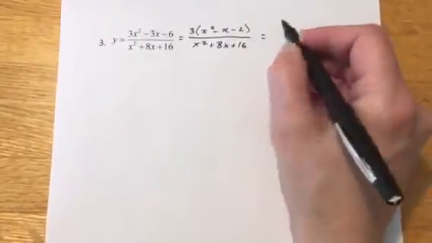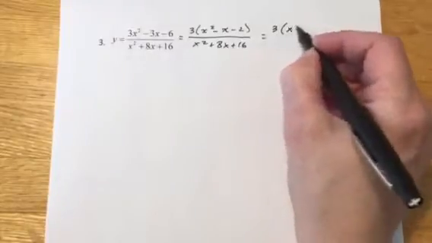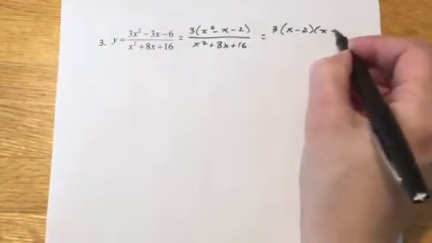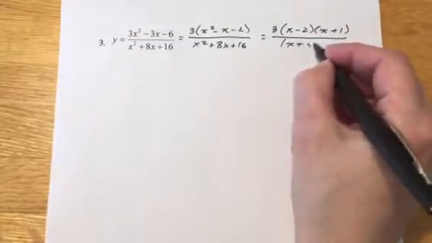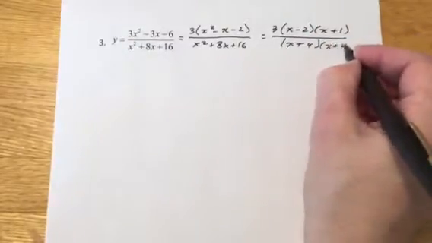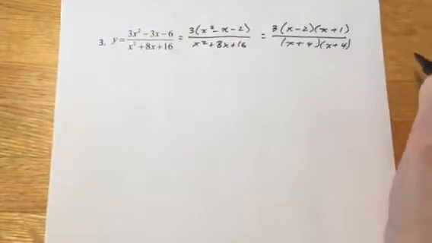And then both of these trinomials can factor. So we have the 3, and that would be x minus 2, x plus 1, all over x plus 4, x plus 4. Okay, now notice there is no cancellation anyway, but if there were, I still would not do it at this point.